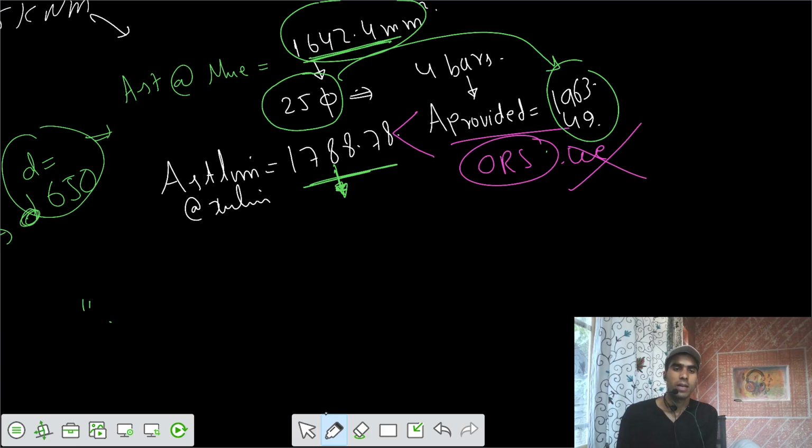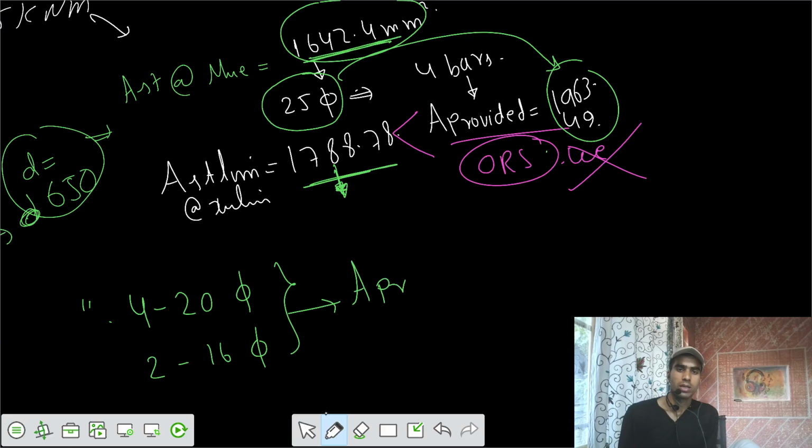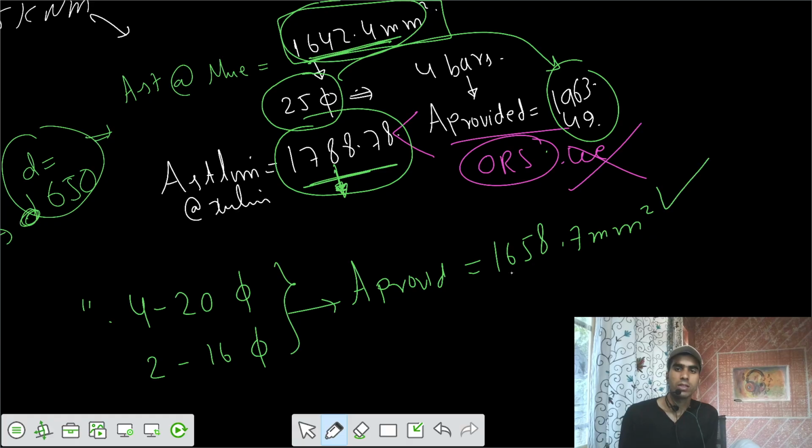If I take 4 bars of 20 diameter and 2 bars of 16.5, the corresponding area provided is 1658.7 millimeters square. This value is between the two values. The needed value is 1642 and the limiting value is 1788, and this one can be safe. But you have to guess that value, select a number of bars, and take a number of iterations to get to this value.